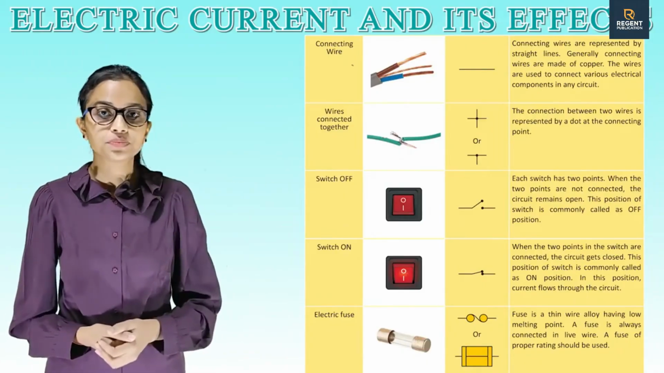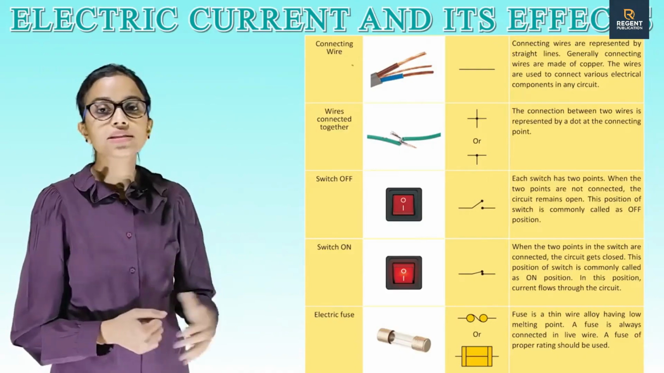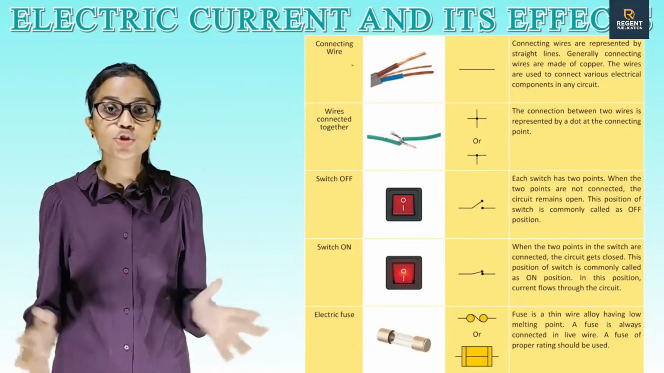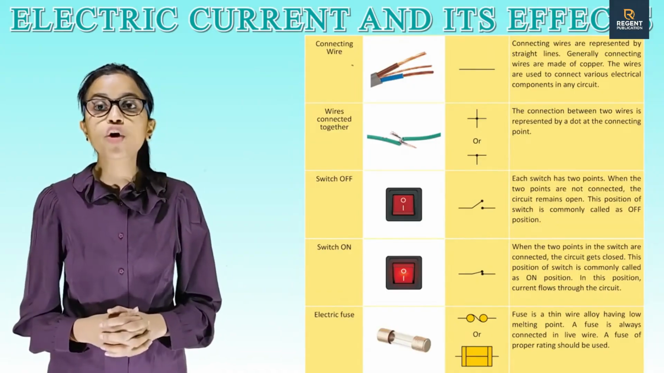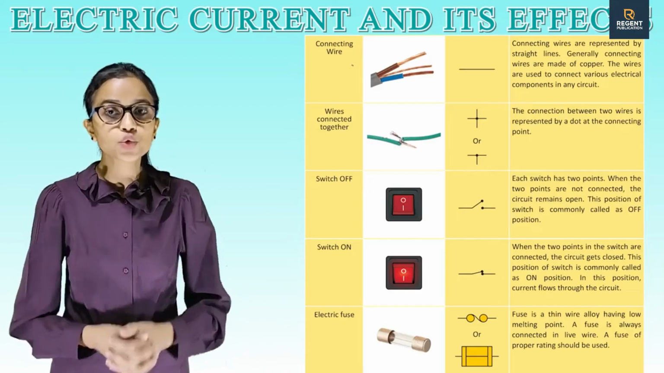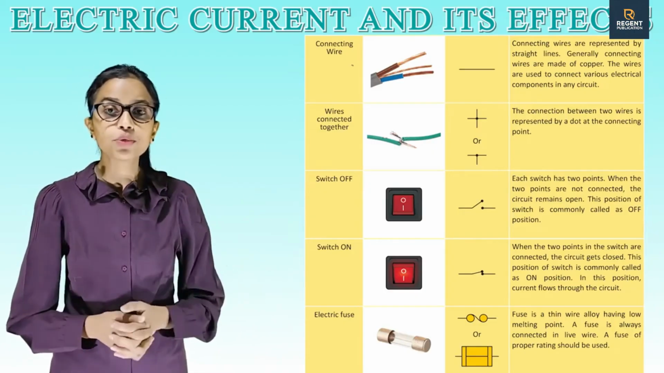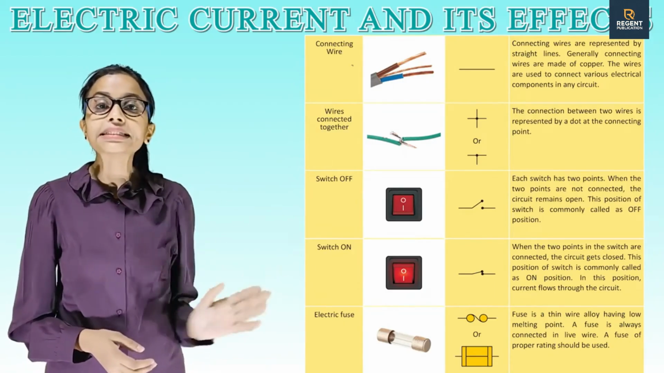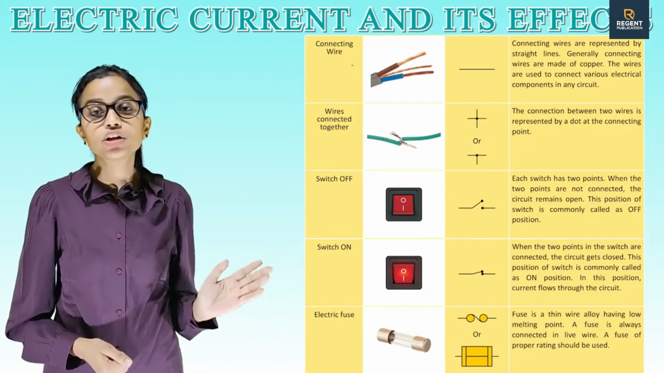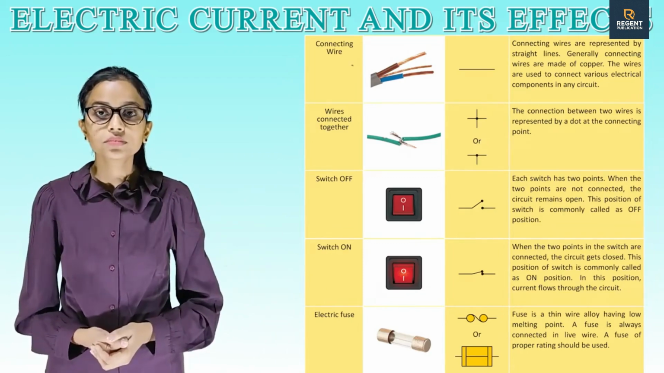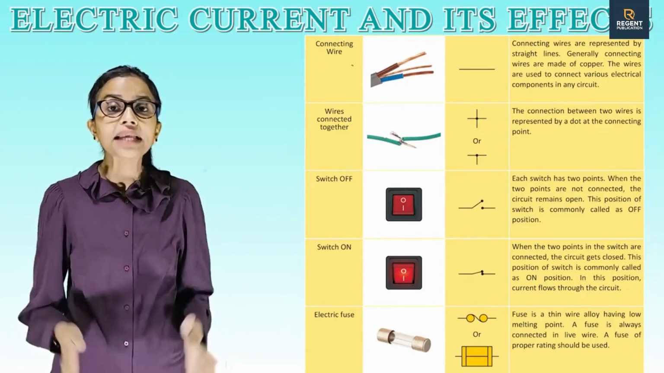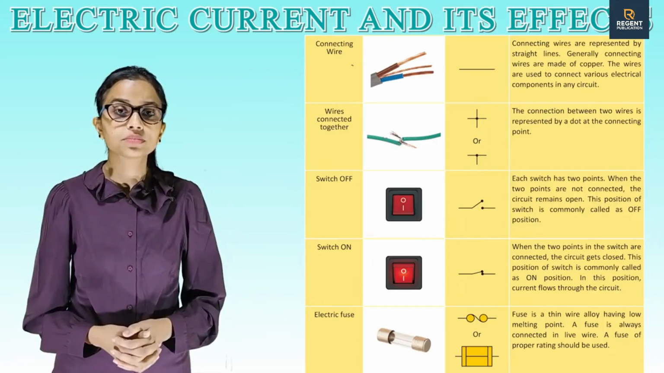Connecting wire. Picture and the symbol. Connecting wires are represented by a straight line. Generally, connecting wires are made of copper. The wires are used to connect various electrical components in any circuit. Wires connected together. Picture and the symbol. The connection between two wires is represented by a dot at the connecting point.